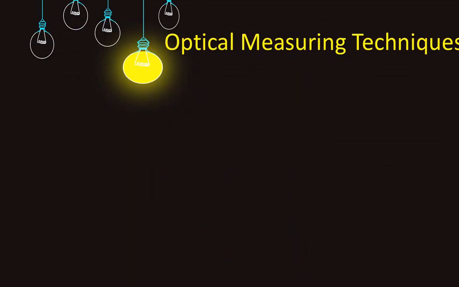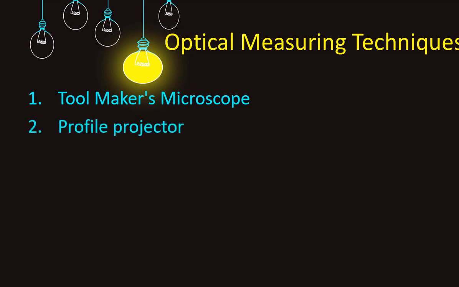The next topic is optical measuring techniques. The first device is the tool maker's microscope. The second one is the profile projector, and the third one is the optical square. We'll see all these devices one by one.